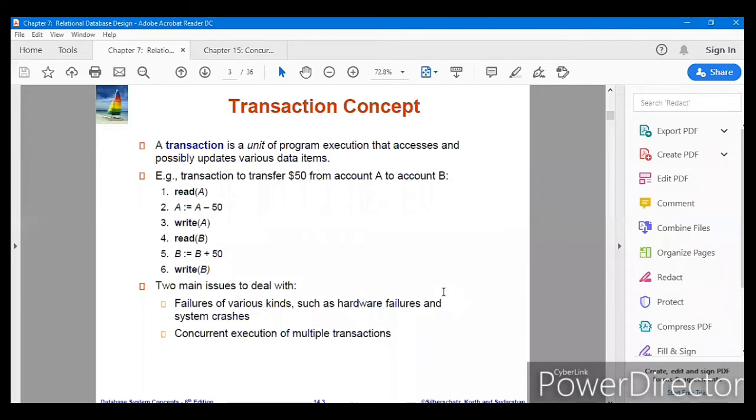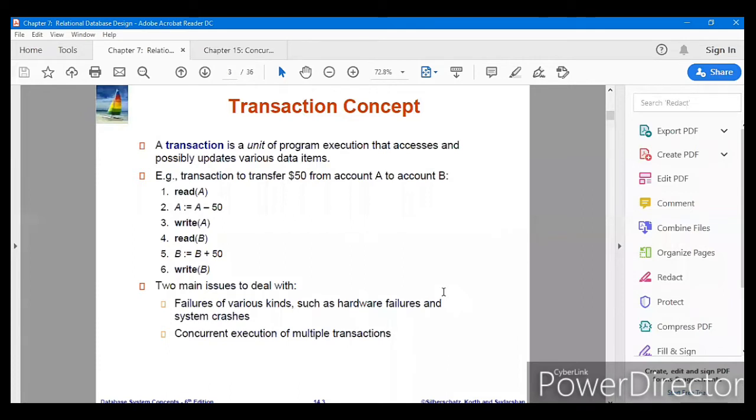Read operation here means we are trying to retrieve the data from hard disk to the main memory, because unless and until the data is read to the main memory, it cannot be updated further. Then the ALU operation subtraction is being performed: A is equal to A minus 50. A is the data item in terms of DBMS on which the operation is performed. So account A is the data item for DBMS. First, the read operation happened, then we deducted the amount, and then we performed the write operation.